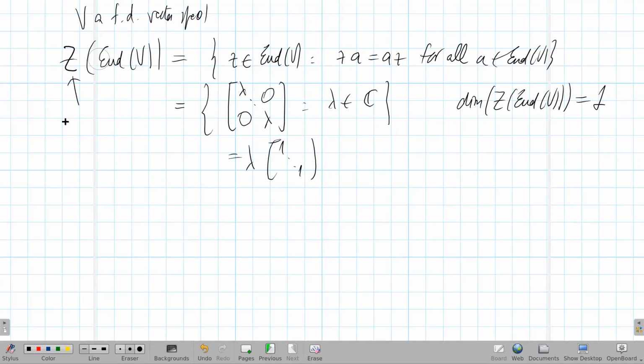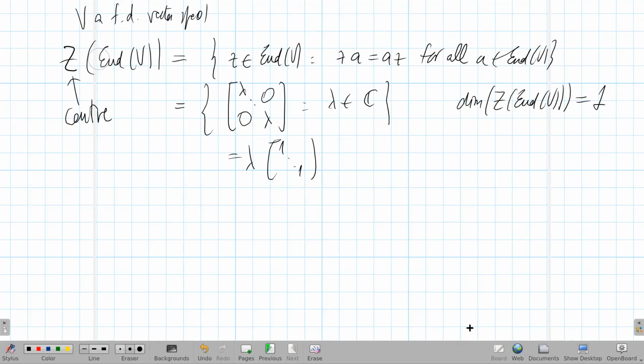Of course, this is called the center: elements which commute with everything else. These are sometimes also called homotheties because they expand the space uniformly in all directions. For instance, if lambda is 2, in the plane C squared, every vector becomes twice as long and so on.